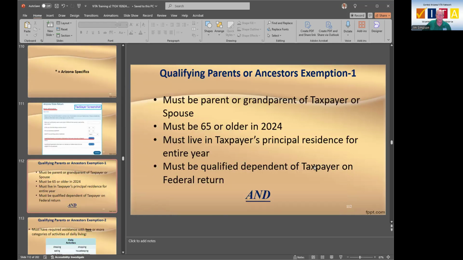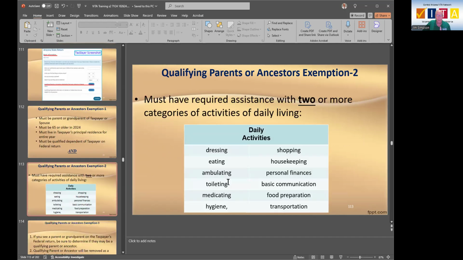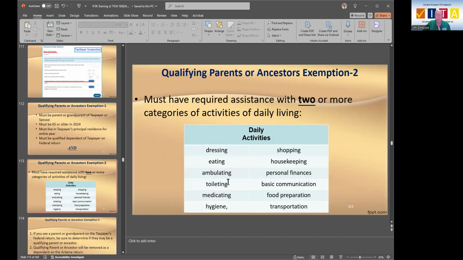Click on begin, okay? And it's going to ask you some questions, but it has to be the parent or grandparent of the taxpayer or spouse. They had to be 65 or older. They had to live in the taxpayer's principal residence for the entire year. They must be the qualified dependent on the federal return. And here's the big and, okay? And this can be a little bit uncomfortable maybe, okay? But look at this. They must have required assistance with 2 or more categories of activities of daily living.